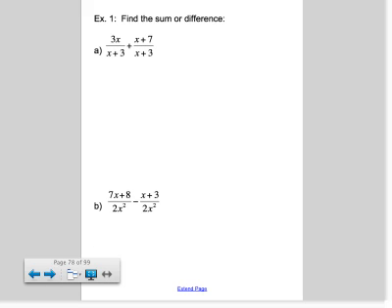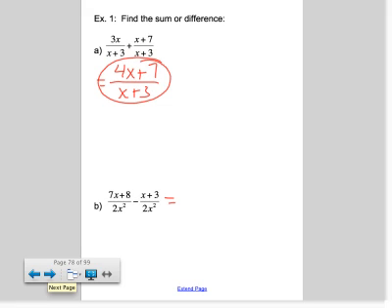So it says find the sum or difference. Part A is nice because they've already given us a common denominator. It's x plus 3. So add the tops. So you have 3x plus x plus 7. That's just going to be 4x plus 7 over x plus 3. Done. Part B is the same way.